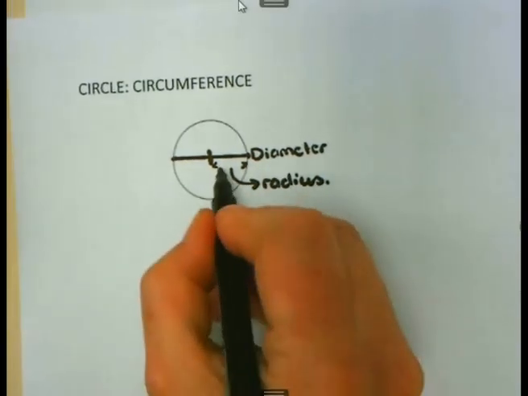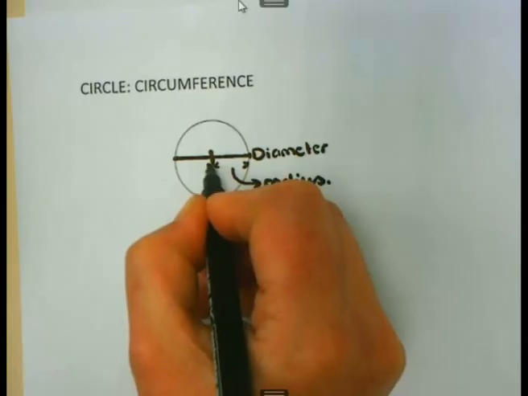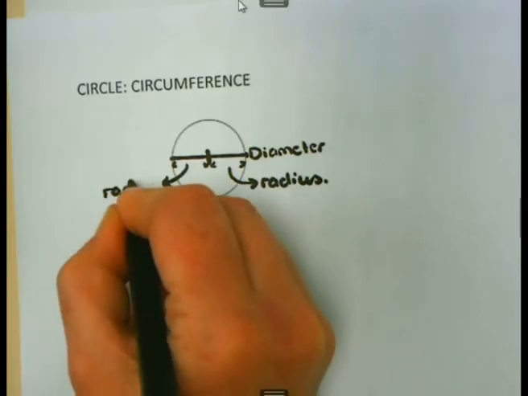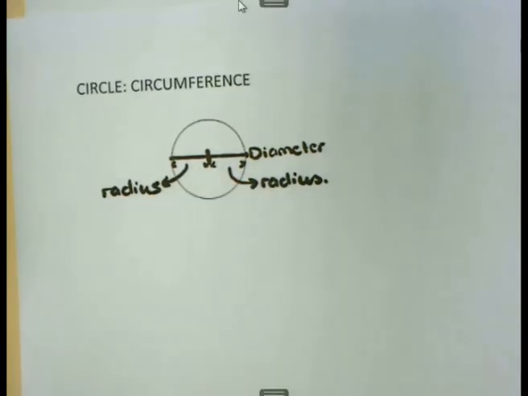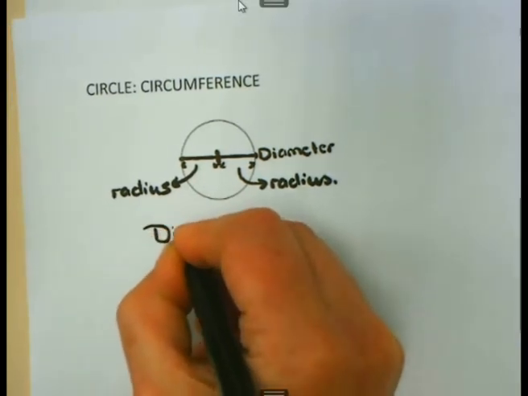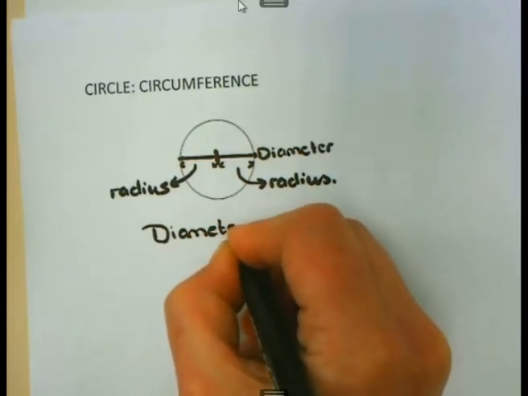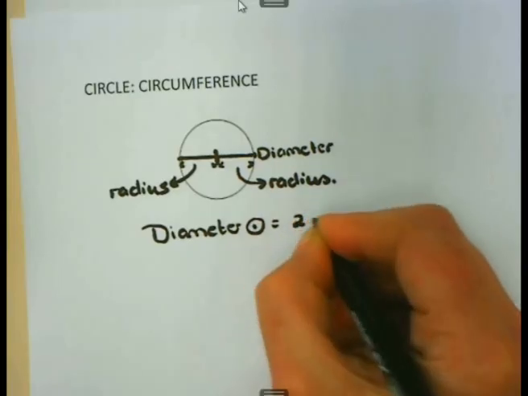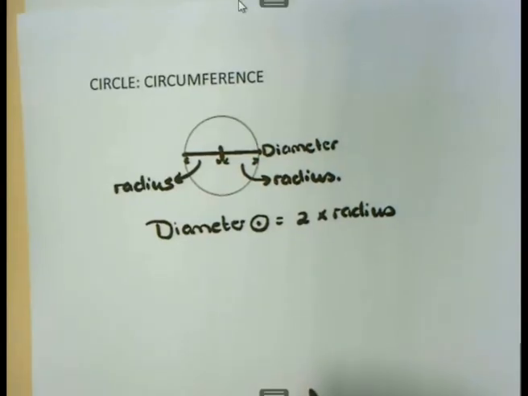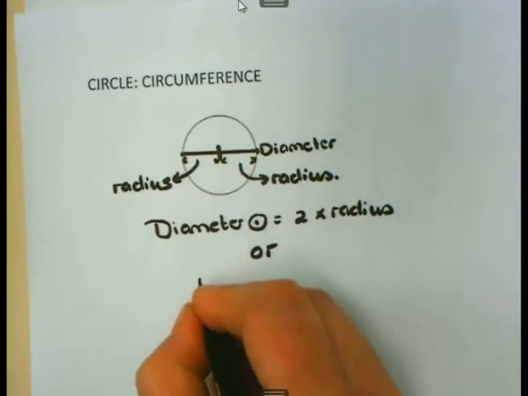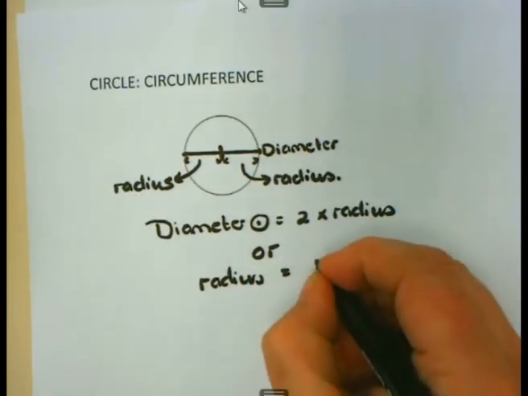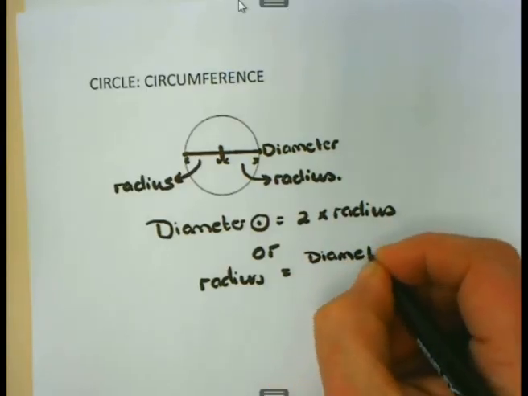the radius. So in effect, I can have 1, 2 of these radii, which will make up the diameter. 2 of these radii make up a diameter. So I can conclude that the diameter of the circle is 2 times the radius. 2 radii make 1 diameter. Or I can say radius is equal to diameter divided by 2.